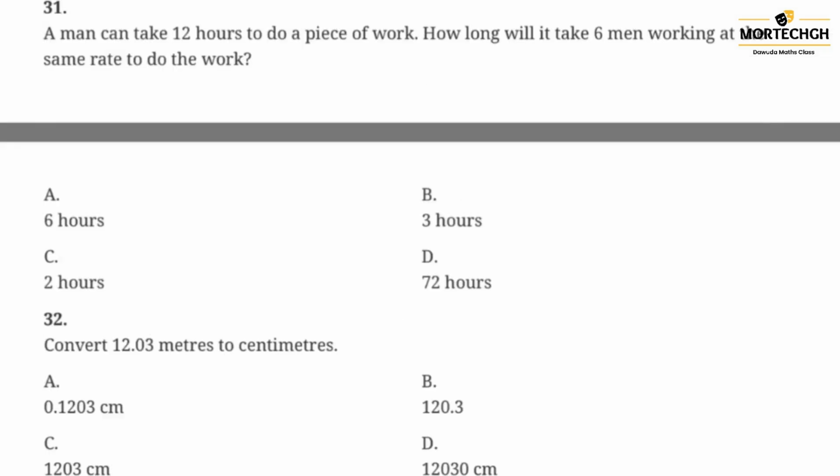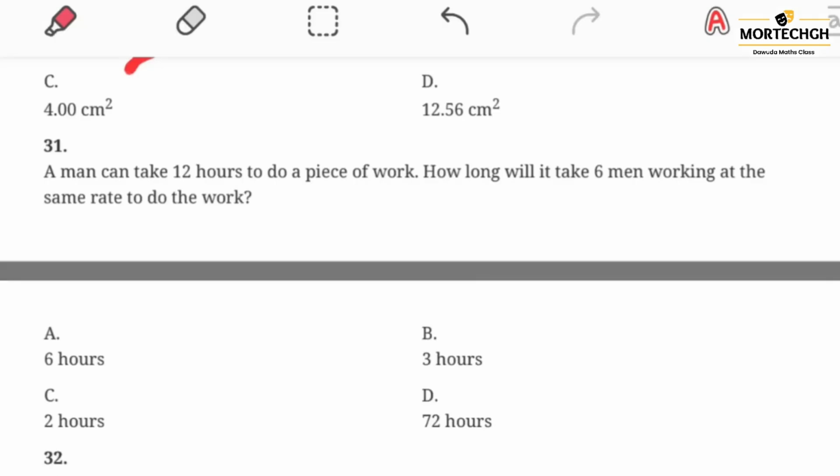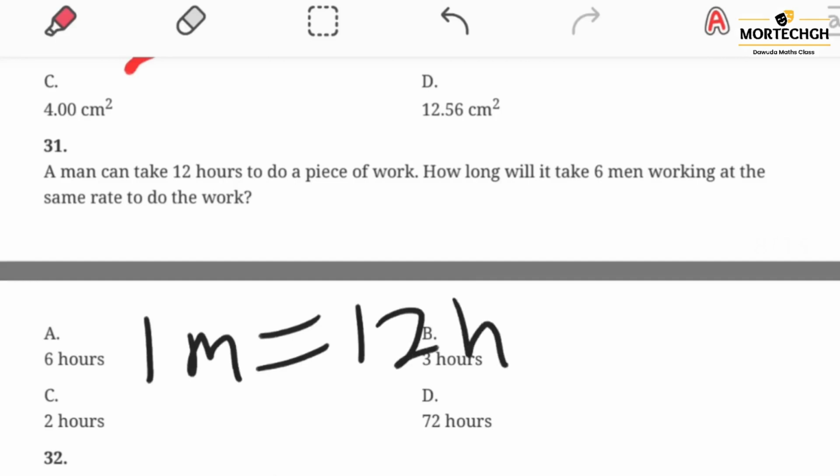A man can take 12 hours to do a piece of work. How long will it take 6 men working at the same rate to do the work? That's ratio and proportion. If one man takes 12 hours to do the work, then with 6 men, how long will it take to do the work?